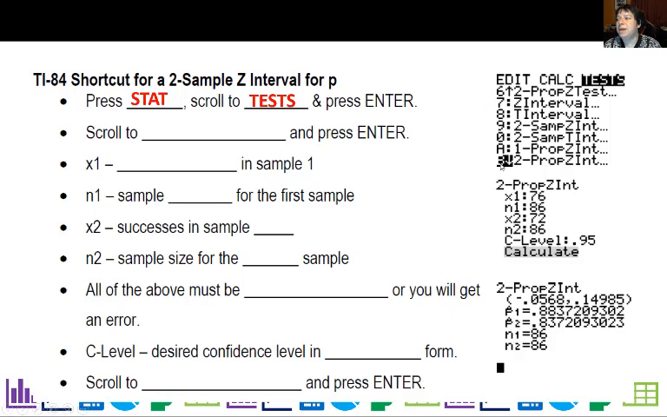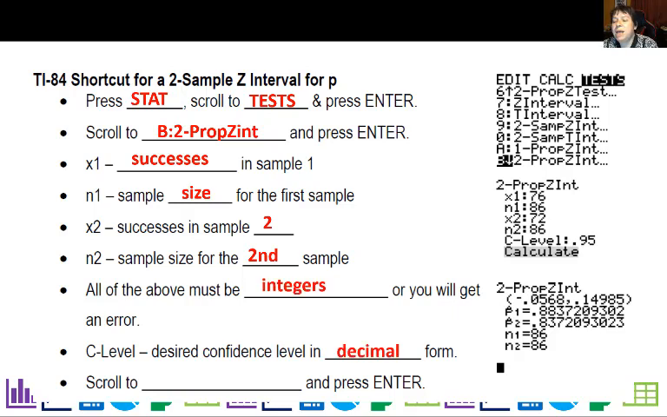So I press Stat and Test, and instead of going to 2-PropZTest, number 6 here, I go to B, which is 2-PropZInt. So it's going to give me the range of proportions that we think would be appropriate for this. X1 is the successes in sample 1. N1 is the sample size for the first sample. X2 is the successes in sample 2. N2 is the sample size for the second sample. And remember, all of the above have to be integers. And the C-Level is the desired confidence level in decimal form. In this case, we're doing 95%. Then I scroll to Calculate, press enter, and I'll get this output.